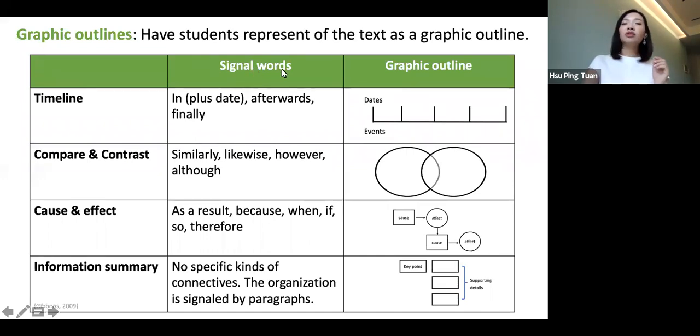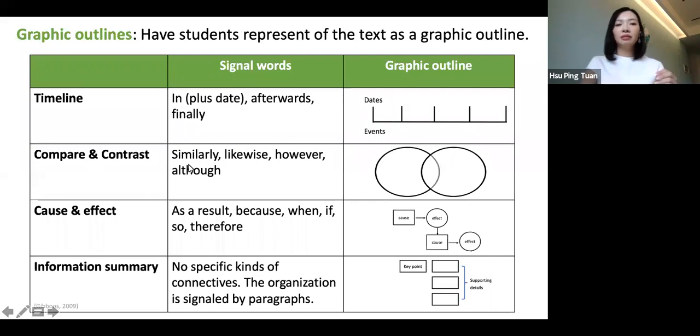If students can pay attention to the signal words in a passage, basically they can get a better understanding of how the ideas developed and what is the relationship between the ideas. So it is very important for us to help our students to pay attention to signal words when we are working with them with graphic outlines. So I will direct student attention to these signal words and help them to identify the major events. And the students are going to put the major events in the graphic outline.